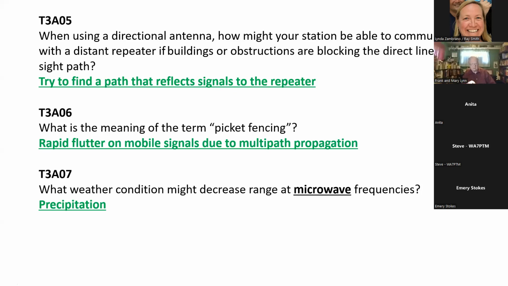That's what's happening here. The radio waves are hitting the pickets and being reflected, and they're sort of hitting the spaces and going through. So what type of signal are you going to get as you go through that motion? There'll be a rapid flutter, strong, weak, strong, weak, strong, weak. That's rapid flutter. It only happens on mobile signals. Either you're moving or the target is moving.